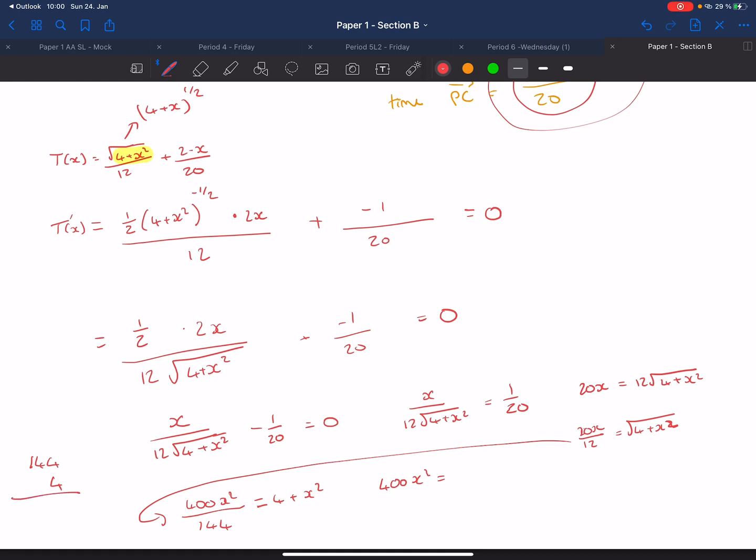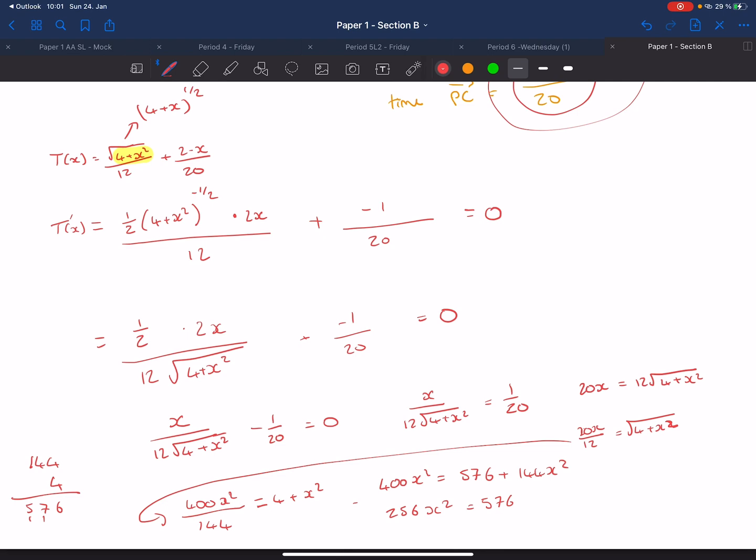144 times 4, so we've got 16, another 16 and 4, there we go. So 576 plus 144x squared. I'll now minus the x squared across to the other side. So we've got 400 minus 144 is 256. x squared equals 576.